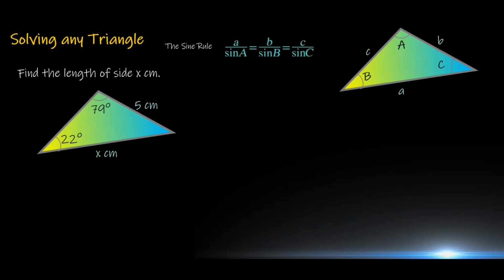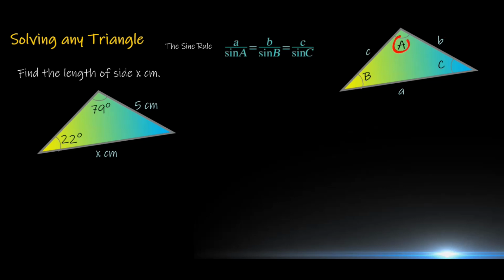In this video, I'm going to be showing you how to solve any triangle using the sine rule. a over sine A equals b over sine B equals c over sine C. We can use the sine rule when two angles are given in a triangle and one side. For example, in this triangle ABC, two angles could be A and B and one of the sides.